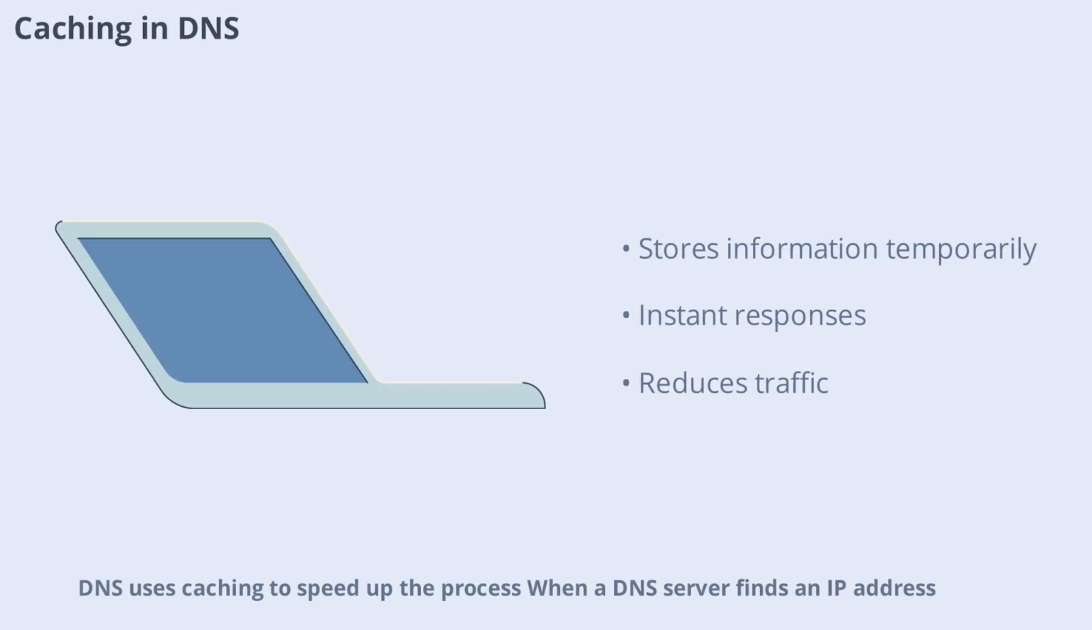DNS uses caching to speed up the process. When a DNS server finds an IP address, it stores the information temporarily. If another user requests the same domain, the server can respond instantly without searching again. Caching improves efficiency and reduces internet traffic.